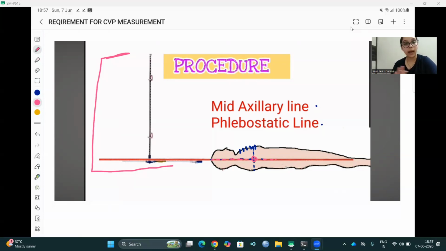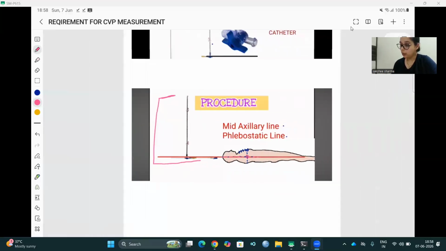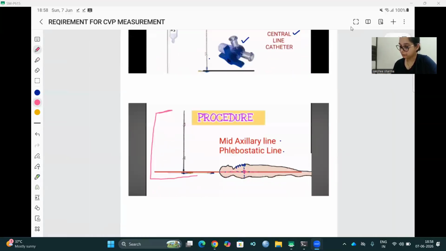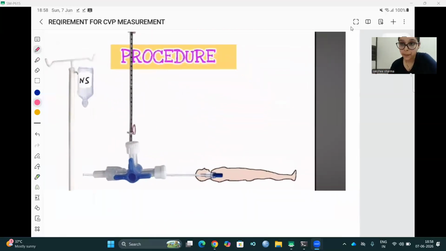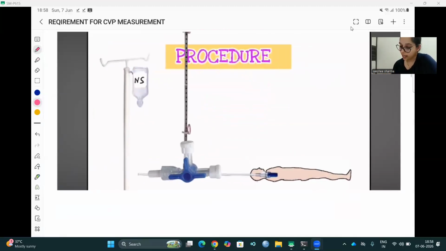We have adjusted the manometer. We have found the phlebostatic axis also. And we have adjusted the manometer on the patient's phlebostatic line also. Okay. Now what we have to do is attach the NS, an IV line, to the manometer.